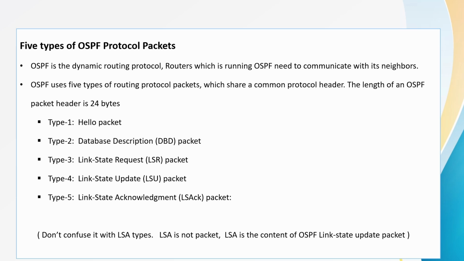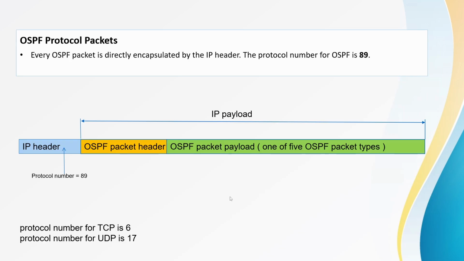Here I need to emphasize, do not confuse it with the LSA type. LSA stands for Link State Advertisement. LSA is not a packet. LSA is the content of the OSPF Link State Update packet. So the OSPF packet is directly encapsulated by the IP header. The protocol number for OSPF is 89.